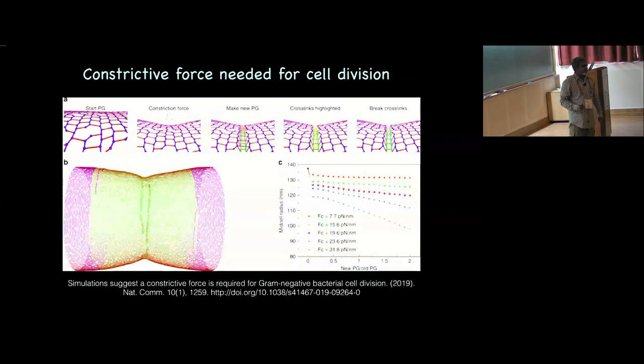Yes. So that's the reason why they need a constraint. I mean, if they had a mechanics model coupled to chemical synthesis, then there could be other alternatives possible. This was purely mechanical. Yeah, purely mechanical. If it's purely mechanical, then the only way to grow a next layer is by constriction.